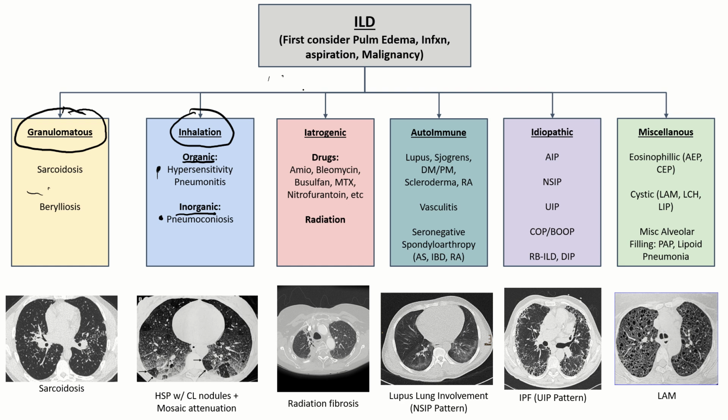I think of iatrogenic causes as well, so drugs, radiation. I think about autoimmune causes, of which there's a variety. I think of idiopathic causes. Now, these terms here, AIP, NSIP, UIP, COP, BOOP, RBILD, are not as much disease entities in themselves. These are histological and somewhat CT findings that have their own differential diagnosis, so it's almost an umbrella term. And lastly, I kind of made this part up as miscellaneous, which I divided into eosinophilic causes, acute eosinophilic pneumonia, chronic eosinophilic pneumonia, cystic causes, and alveolar filling causes.